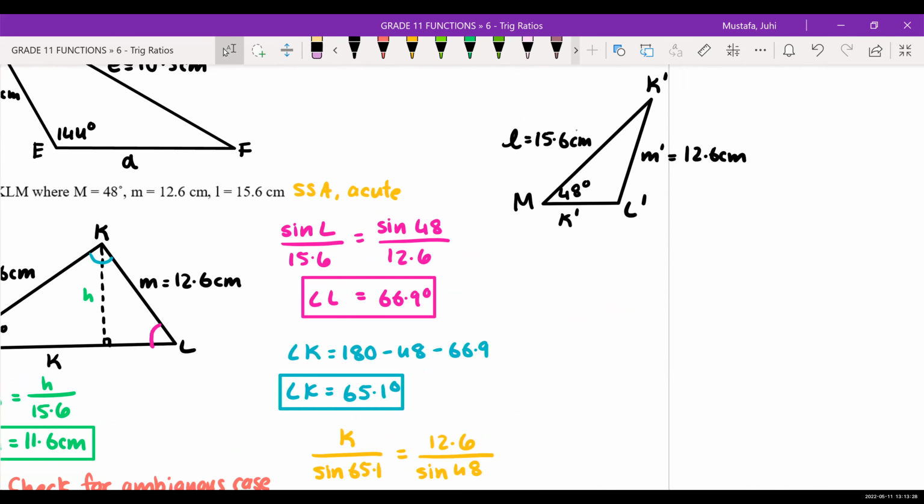Okay, so now we're ready to solve this. The hardest part about the second case, you guys, is just remembering that in this case, angle L prime is, it's an isosceles triangle. So it's 180 degrees minus whatever the original L was. So 66.9. And I get 113.1 degrees.